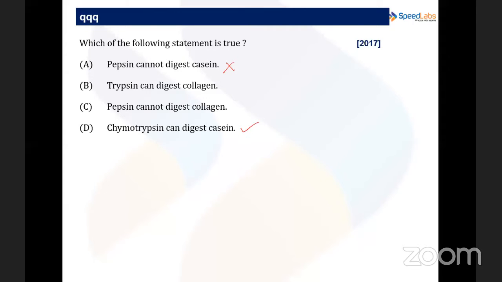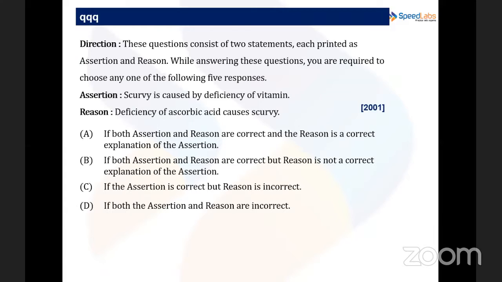I hope this question is clear to everyone. Let's move to the next question. These are the assertion-reason (AR) based questions. Direction: these questions consist of two statements, each printed as assertion and reason. While answering, you are required to choose one of the following four responses.